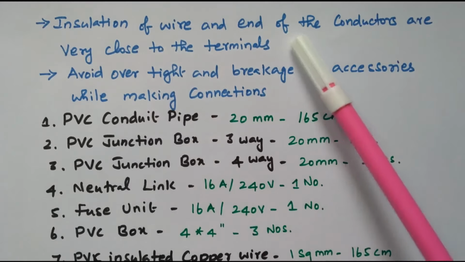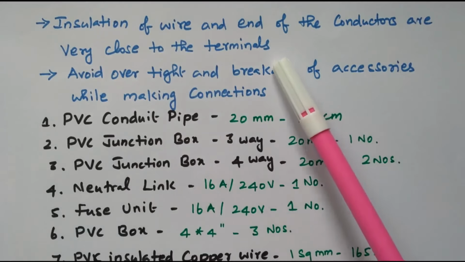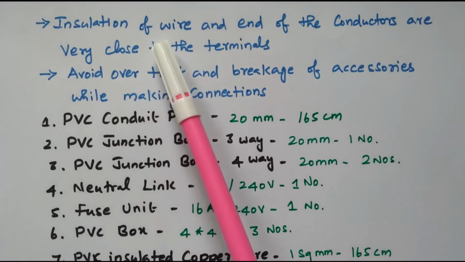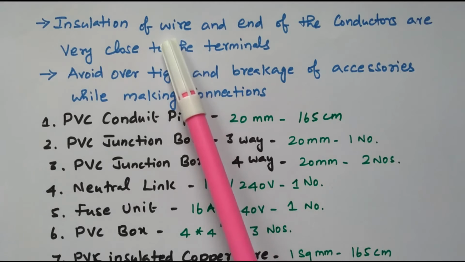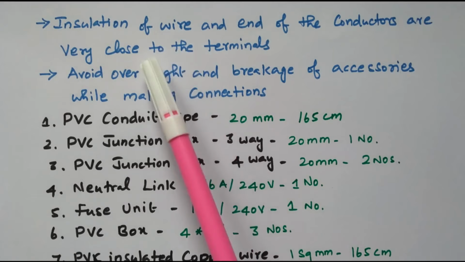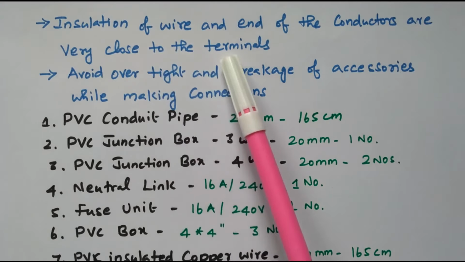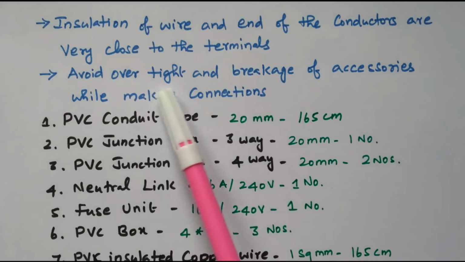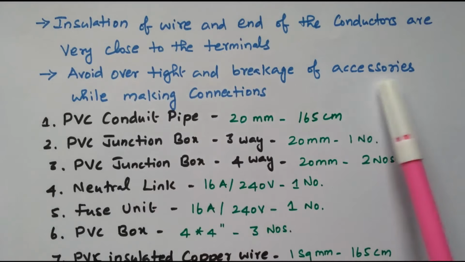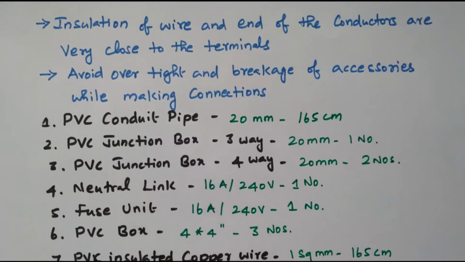Insulation of wire and ends of the conductors are very close to the terminals, so we should not remove more insulation. We need to remove only as much insulation as required, and there should be closeness between the wire and terminal so that we can avoid open circuiting and avoid shocks. Avoid over tightening and breakage of accessories while making the connection. We should not go for any over tightening.